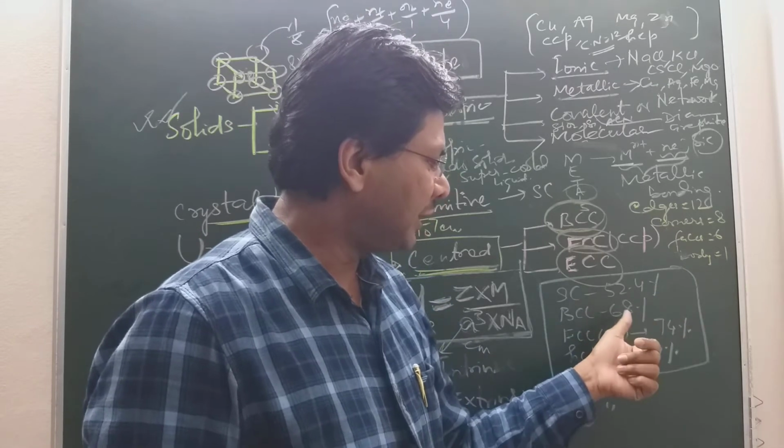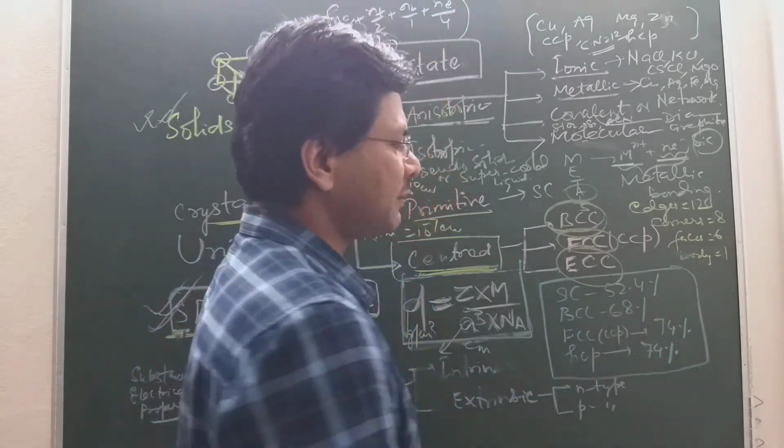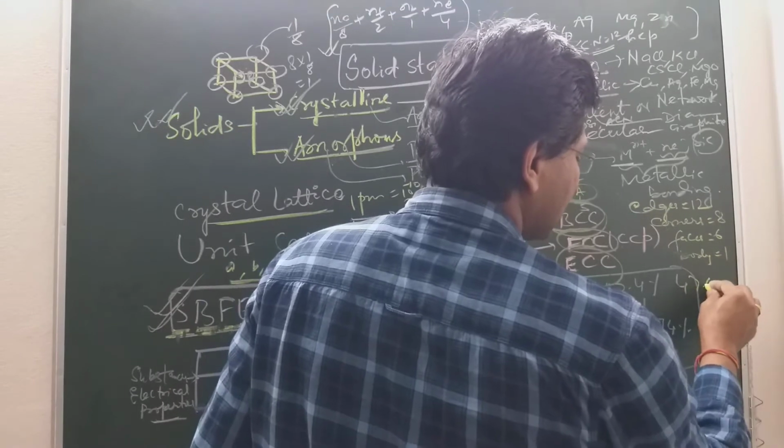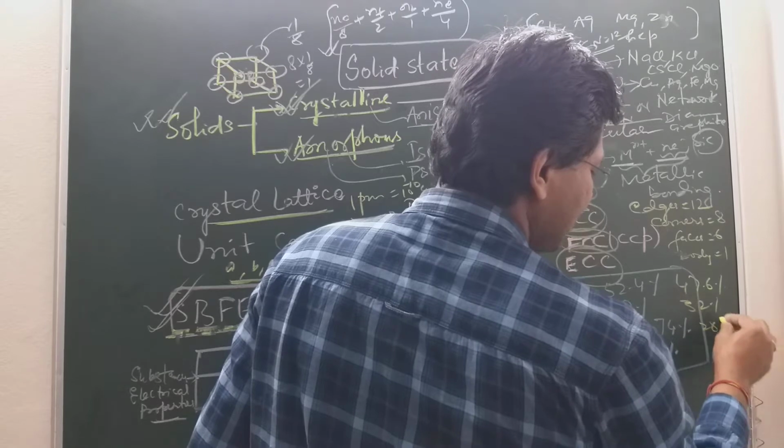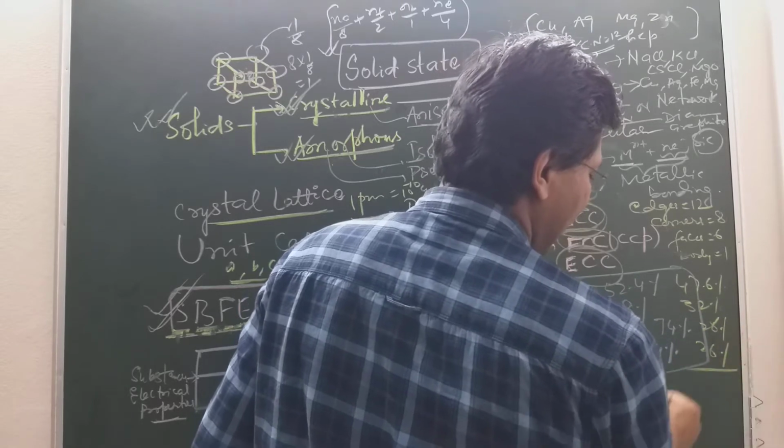Keep in mind that the unoccupied space is 47.6% here, 32% here, and 26% here. So you have to keep in mind 47.6%. This is 32%. This is 26%. The 26% question was asked in IIT.